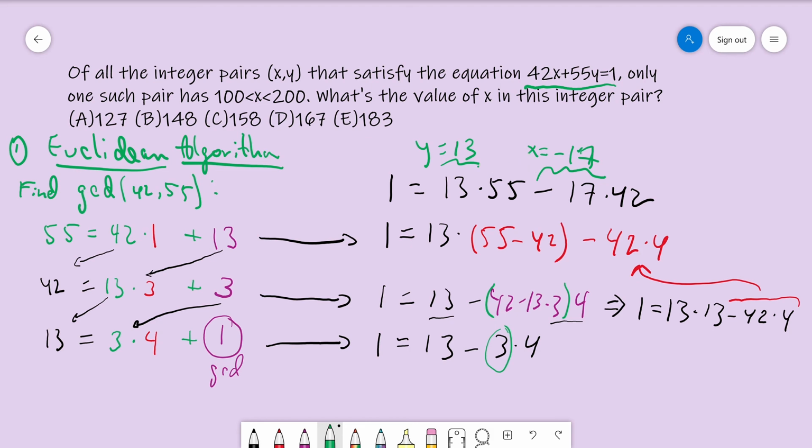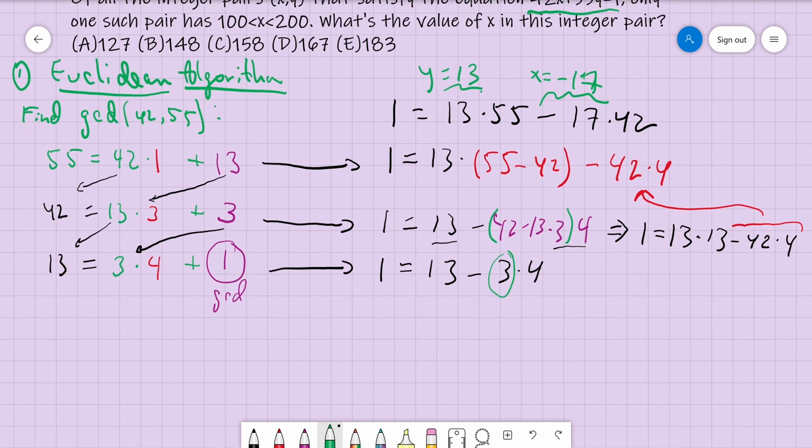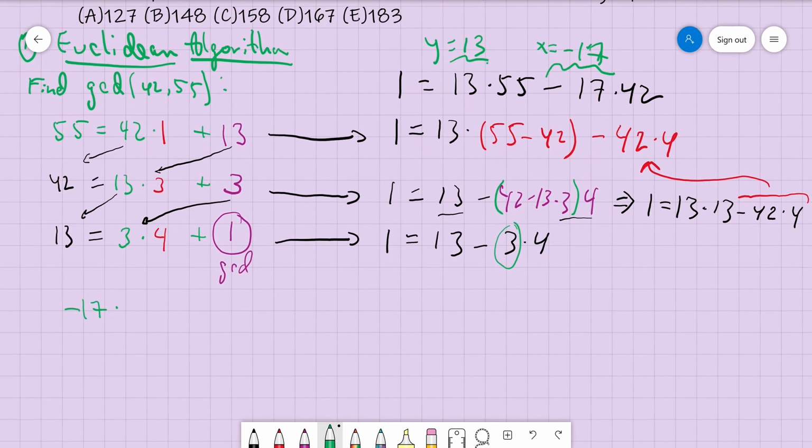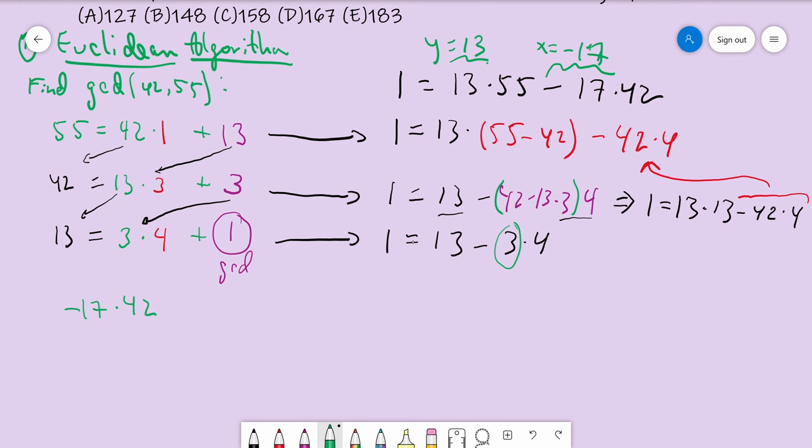But the problem is actually asking us for a value of x that's between 100 and 200. And so we're not done yet. So this set of values, x equals negative 17 and y equals 13, gives us one solution. But there's actually infinitely many solutions, and I'll show you why. Here, let's write this equation. We have negative 17 times 42 plus 13 times 55 equals 1.